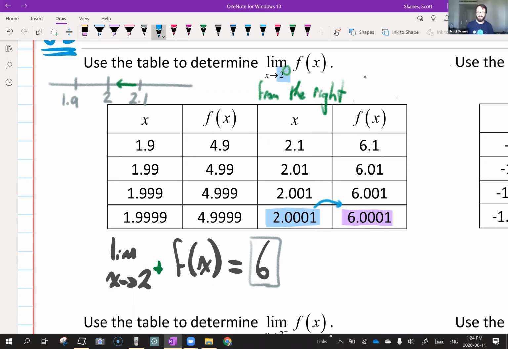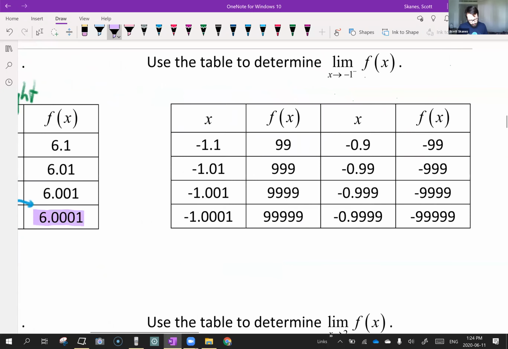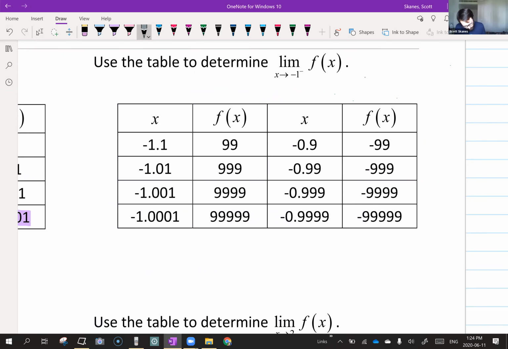I ruined it. Basically, I have the number 6. So this is why we have the answer 6. Let's do more of them so that it's getting closer and closer to you understanding this. That's our limit. Okay, use the table to determine the limit.